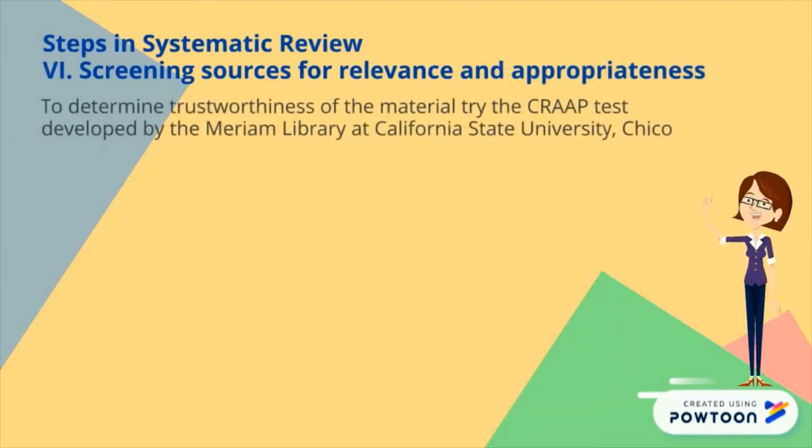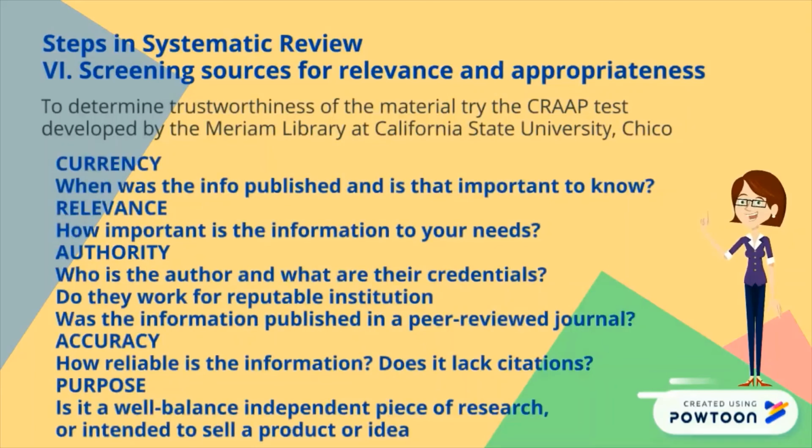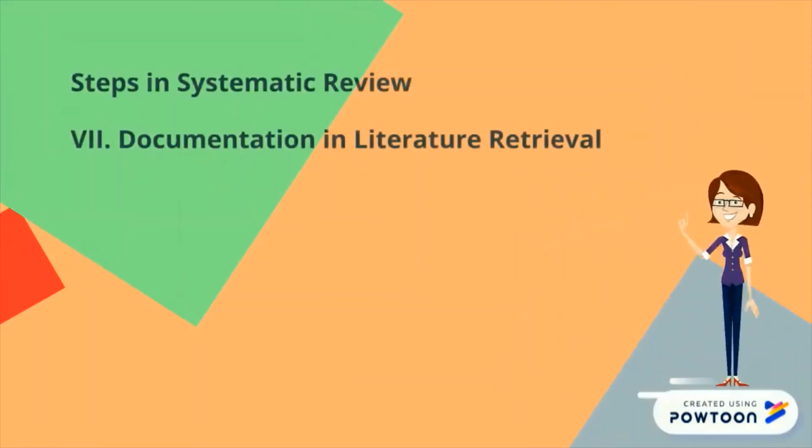The fifth step in a systematic review is screening sources for relevance and appropriateness. To determine the trustworthiness of the material, try the CRAAP test developed by the Meriam Library at California State University.